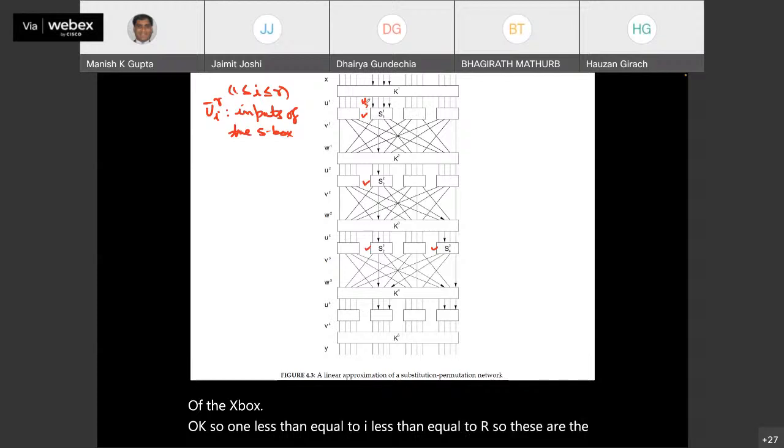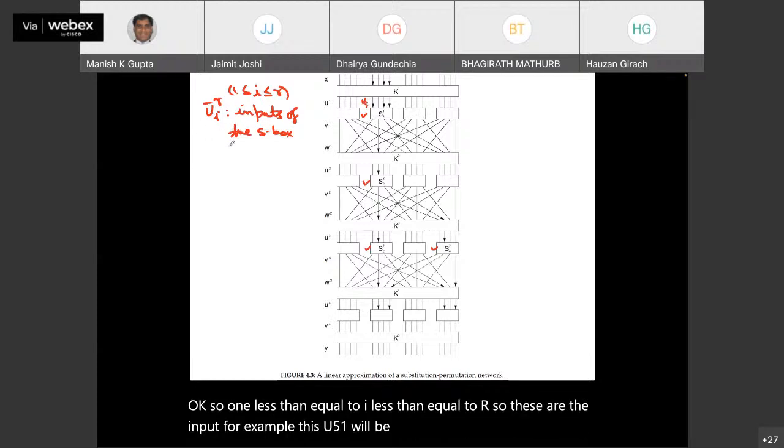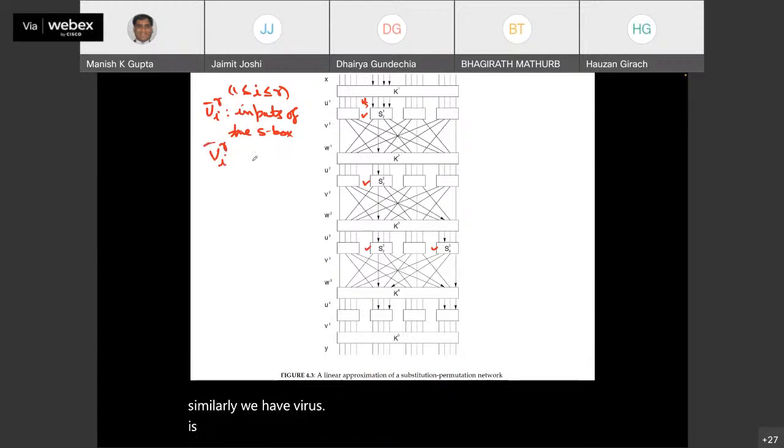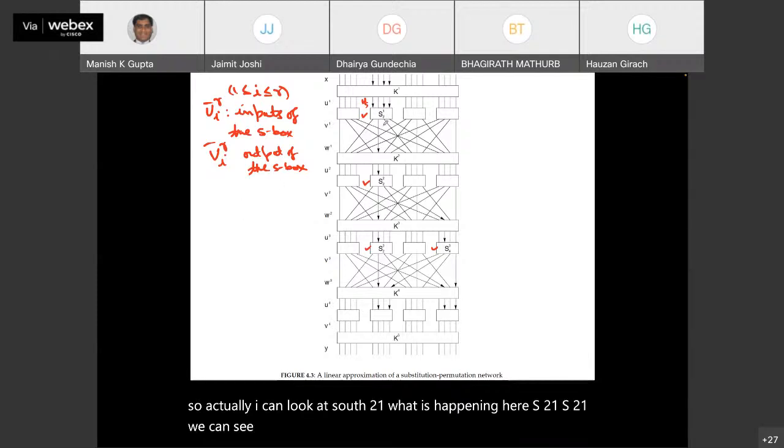For example, this U51 will be the random variable. Similarly, we have VIR, the random variable corresponding to the output of the S box. So actually, I can look at S21. What is happening here? S21, we can see here, basically, I'll call it a T1 variable.